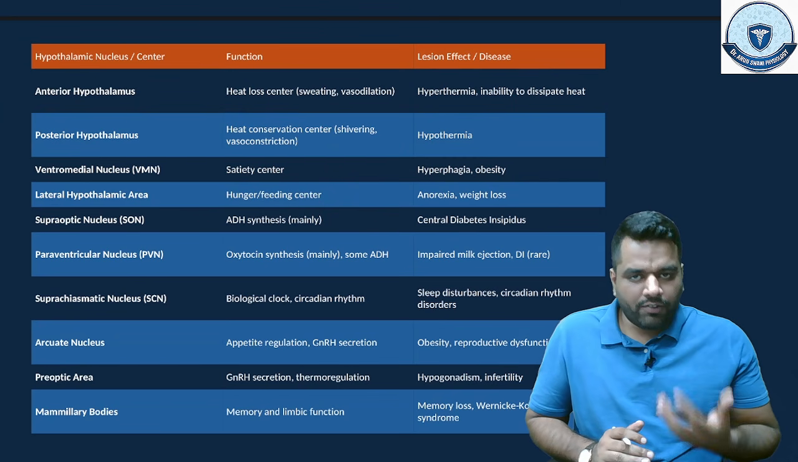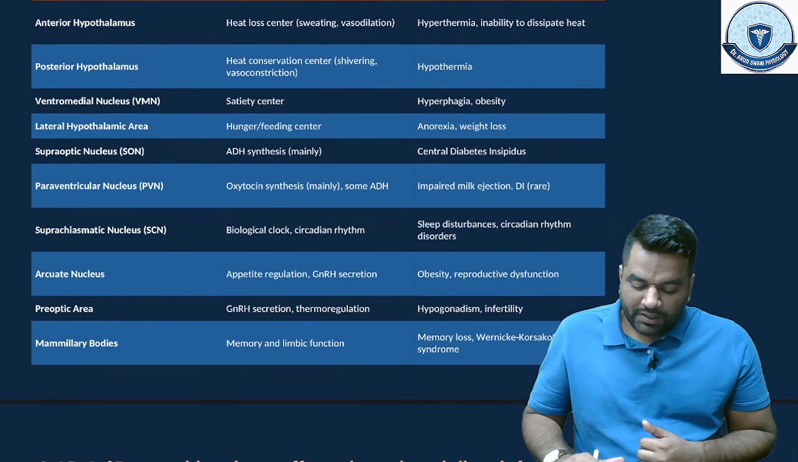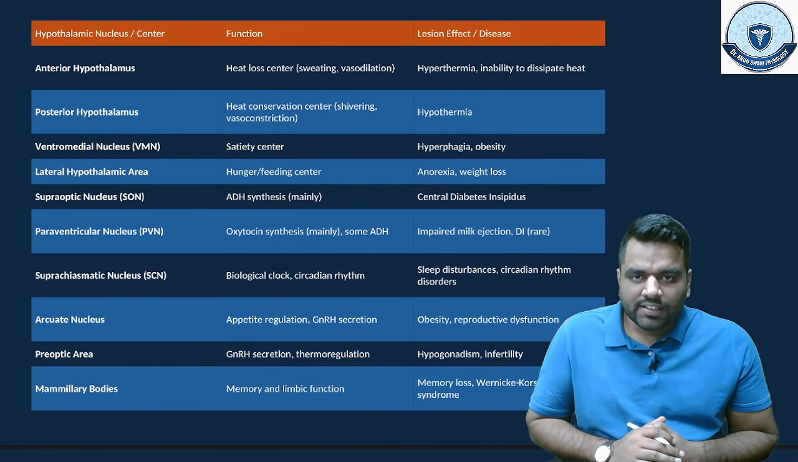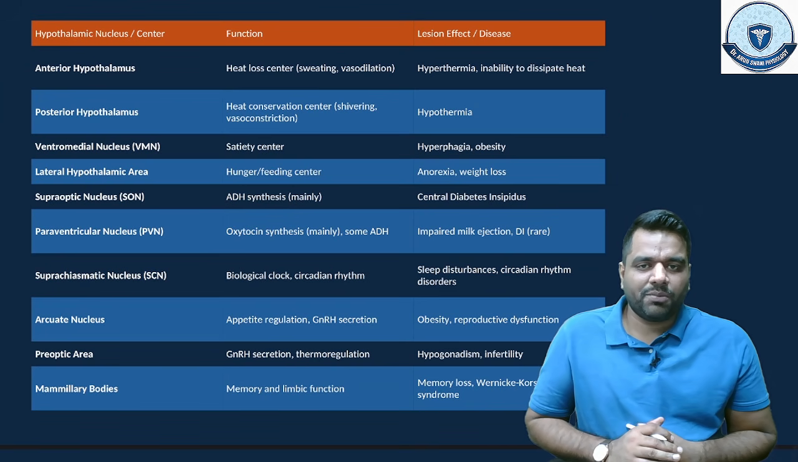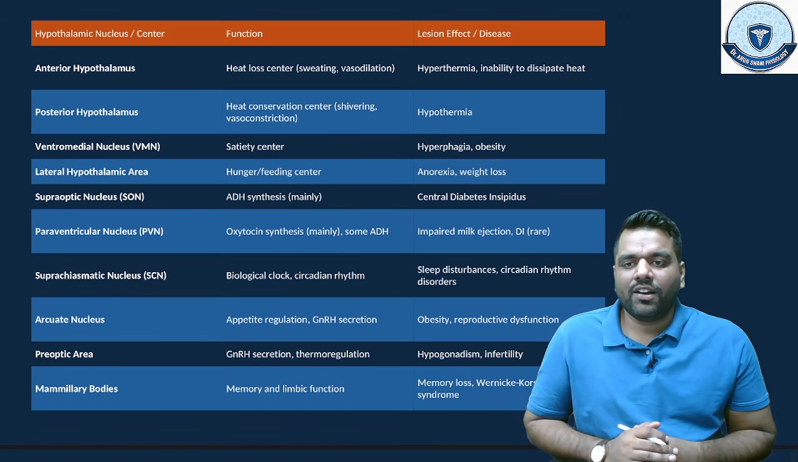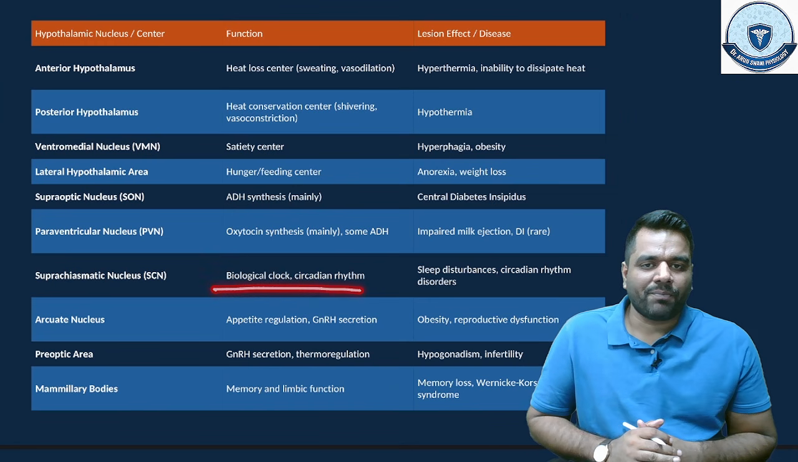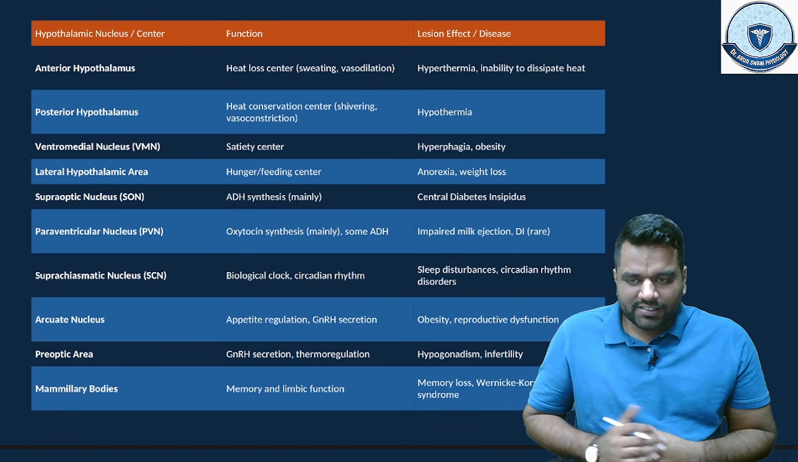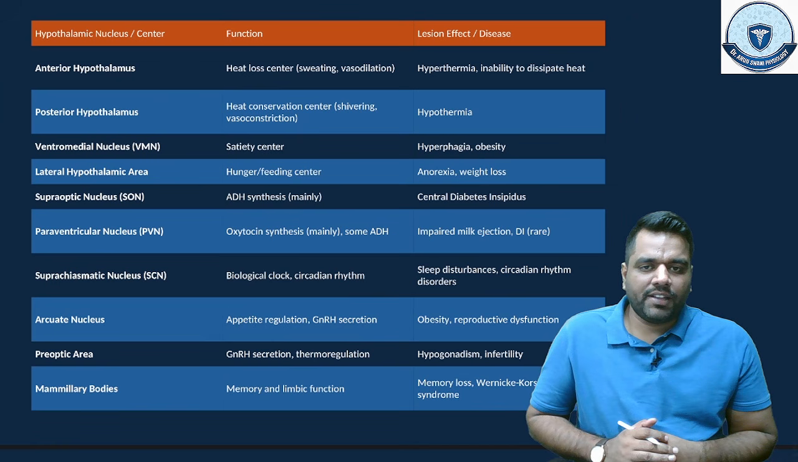If the lesion affects it, there will be anorexia and weight loss. Supraoptic nucleus, this is responsible for ADH synthesis, and if this is lost, central diabetes insipidus can occur. Paraventricular nucleus, this is responsible for oxytocin, impaired milk ejection can occur. Then the suprachiasmatic nucleus, this is for the biological clock, circadian rhythm, and if this is lost, sleep disturbance will be there. Arcuate nucleus, this is for appetite regulation and GnRH secretion. So if the lesion is there, this leads to obesity and reproductive dysfunction.